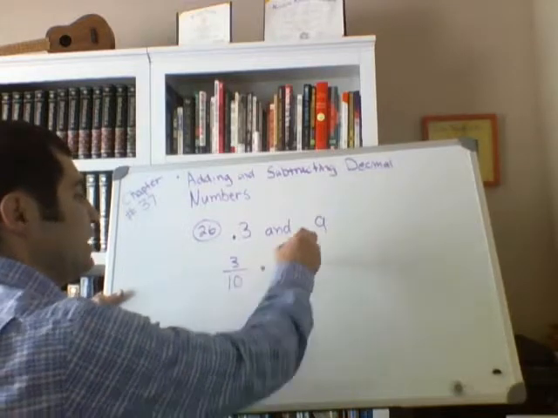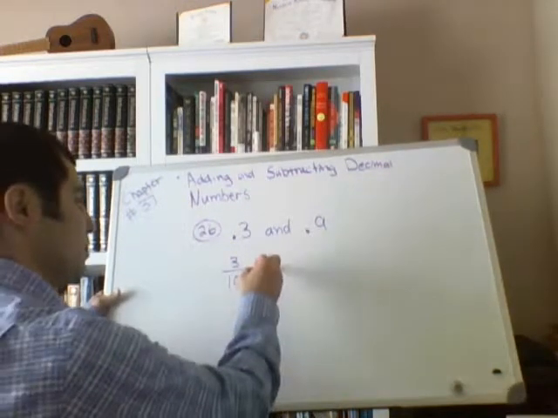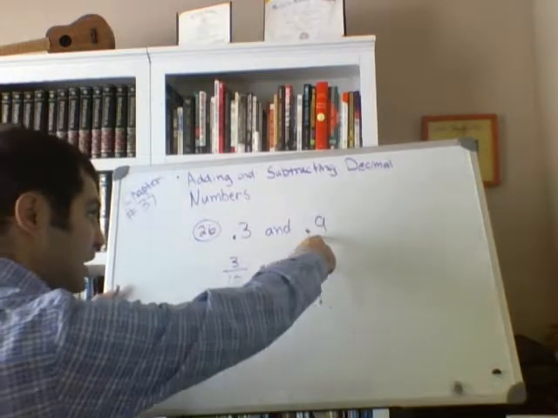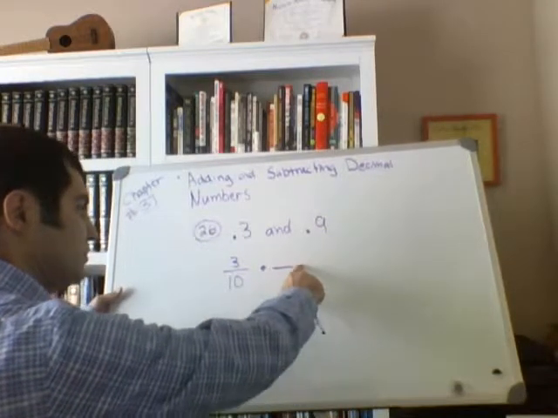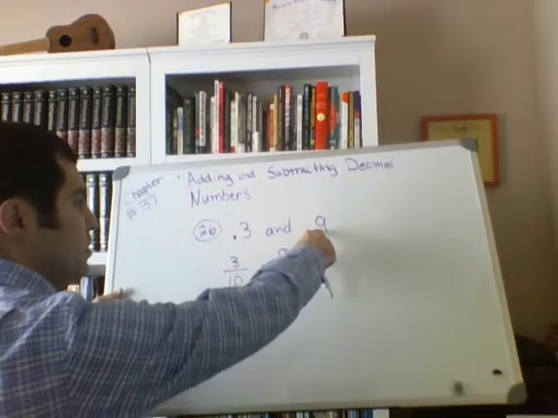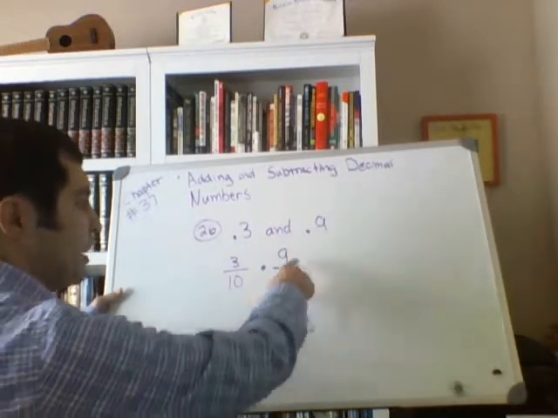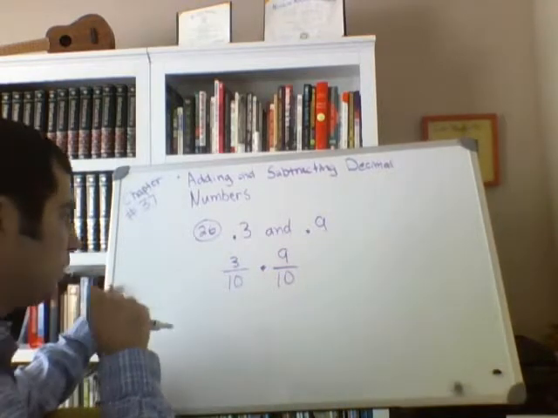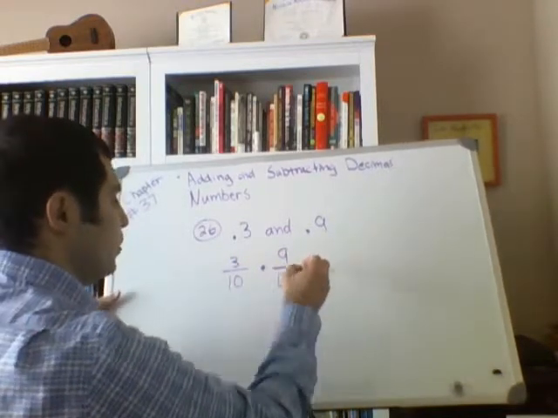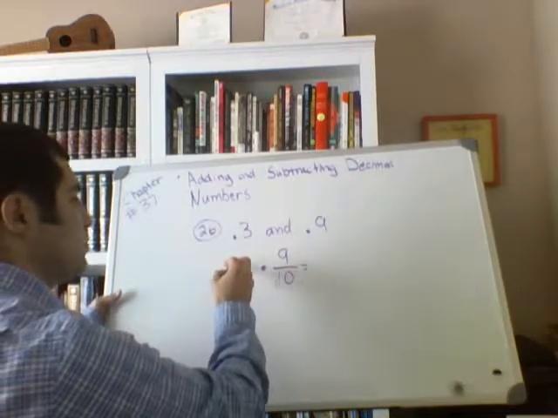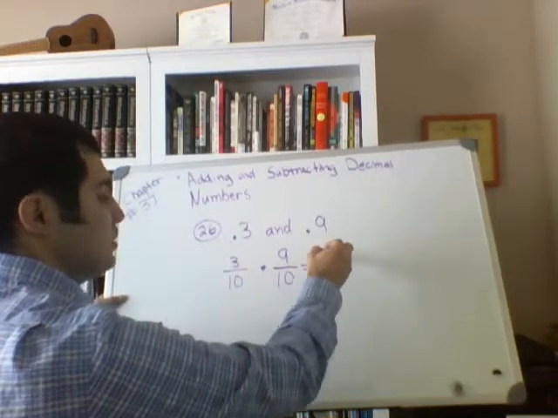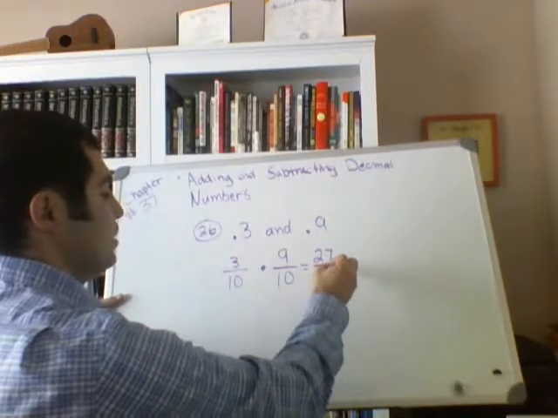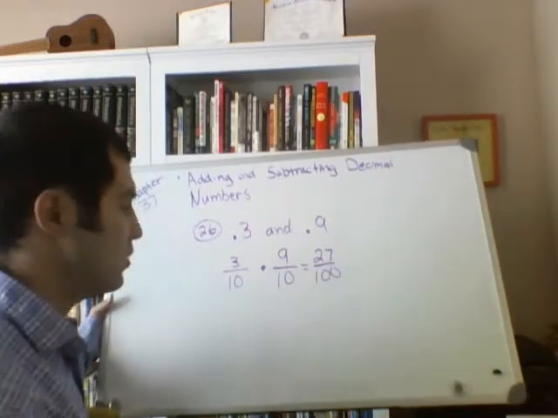Then it says multiply it to the fraction that represents 0.9. Well, we know that 9 goes on top, because that's the numerator. And then what goes on bottom? Well, since 9 is in the 10th spot, I'm going to put that in the 10th spot as well. Alright, and then when you multiply fractions, you go straight across. 3 times 9 is 27, and 10 times 10 is 100. So now we have 27 hundredths.